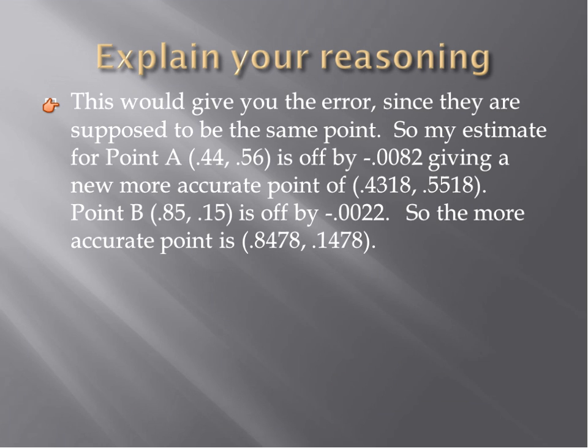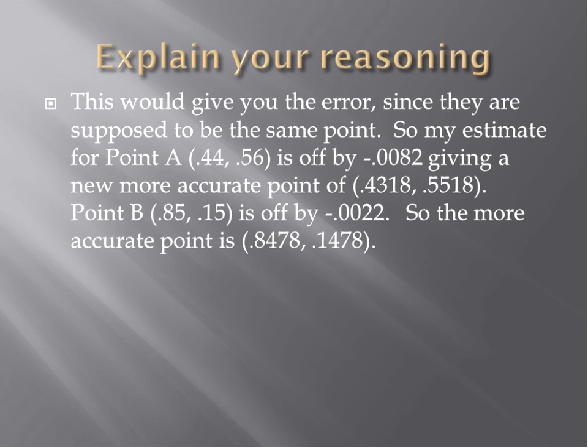So you might say something like this. Since they're supposed to be the same point, this would give me my error. My estimate for point A was 0.44, 0.56. This is off by negative 0.0082. So a more accurate point, if I subtracted 0.0082 from my original estimate, would give me a more accurate value of 0.4318 and 0.5518. Point B is off by negative 0.0022. So the more accurate point would be 0.8478 and 0.1478.